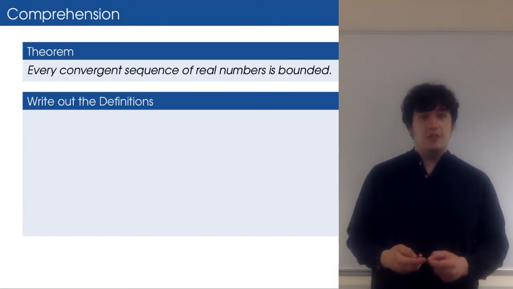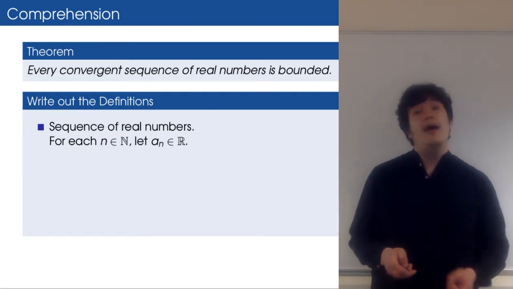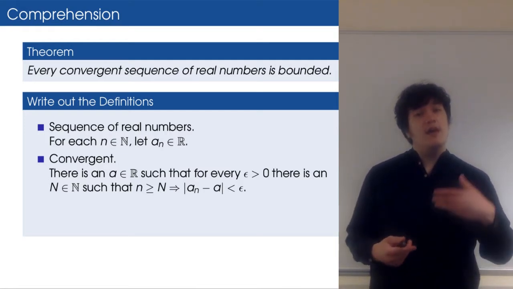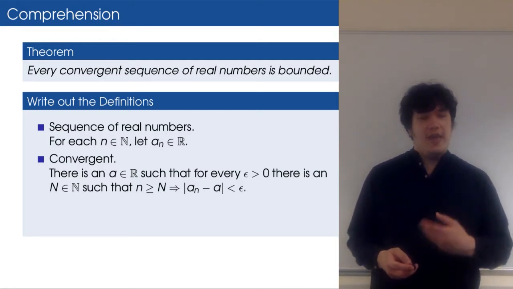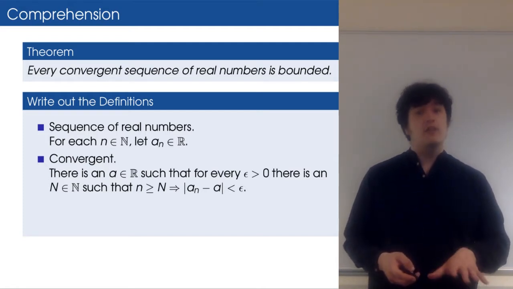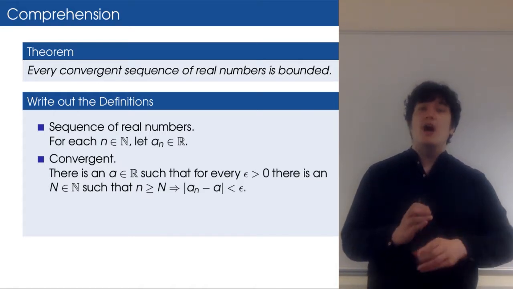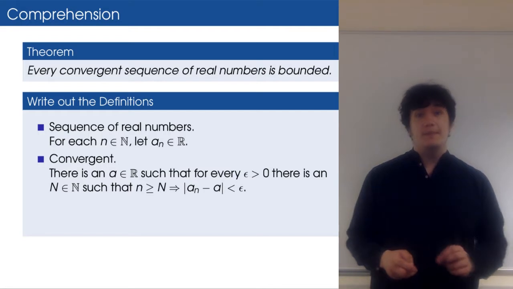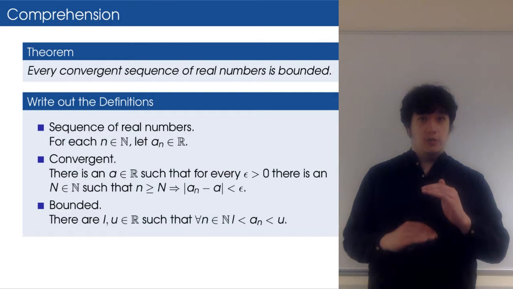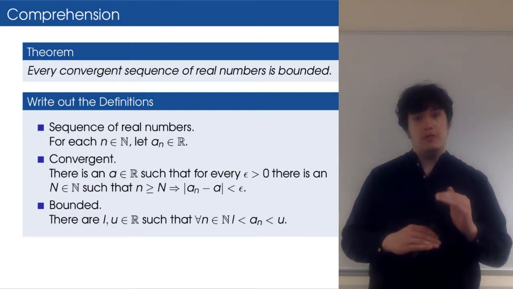Let's write out the definitions involved. A sequence of real numbers is, for every natural number n, a real number a_n. Convergent means that there is an a in R, such that for every epsilon greater than 0, there is a natural number big N, such that if little n is greater than or equal to big N, the terms a_n are only epsilon away from the little a. And bounded means that there are two numbers, L and U, such that every term in the sequence is between those two numbers. They bound the sequence.